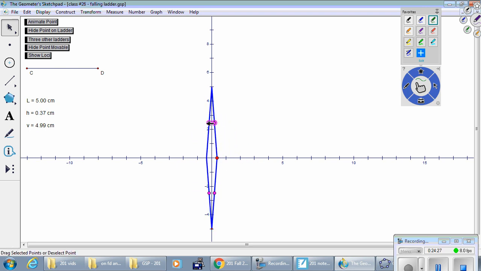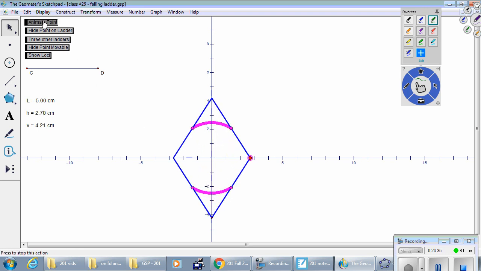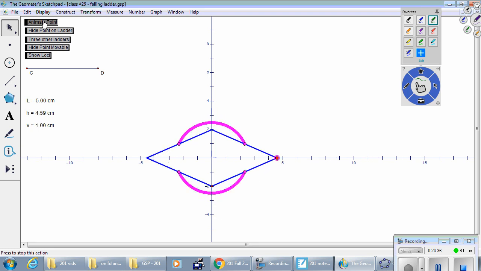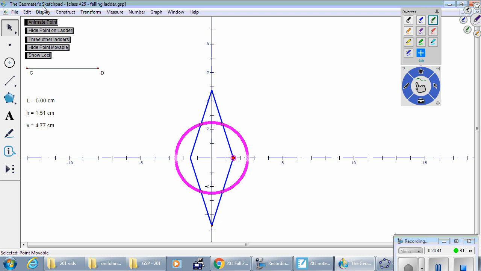So let's turn the trace on for these 4 points. And then we're going to slide this thing in, and then we're going to animate. We're just tracing those 4 points. And if you thought we were going to get a circle, then you were right. We're getting a circle because the 4 points are at the midpoints of each of my ladders. So that's cool. All right, let's bring it back here. Let's stop. Let's bring it back up here.